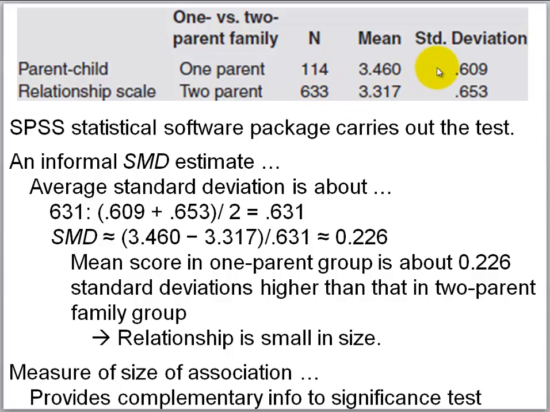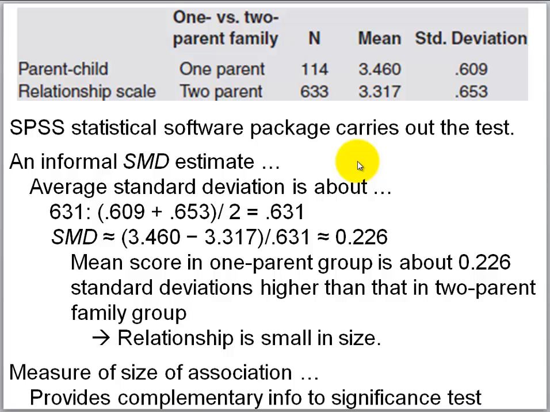Here there are more two-parent families, and here is the standard deviation of scores for each of these groups on the parent-child relationship scale. And I will mention to you that possible scores on this scale range from 1 to 4, with a score of 4 being the highest possible score, the closest possible relationship score that the scale can convey. Now, we're going to be carrying out the independent samples t-test, a statistical significance test, shortly.